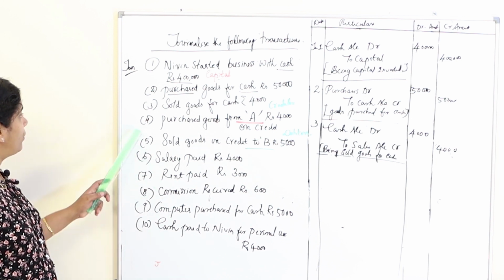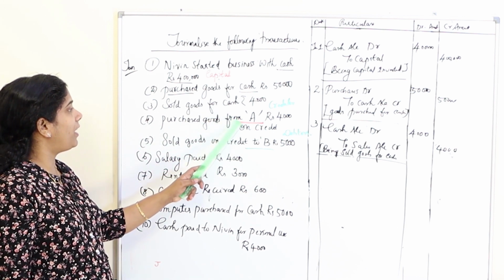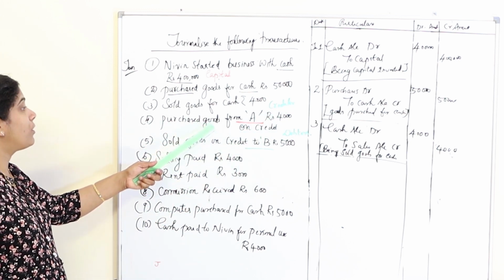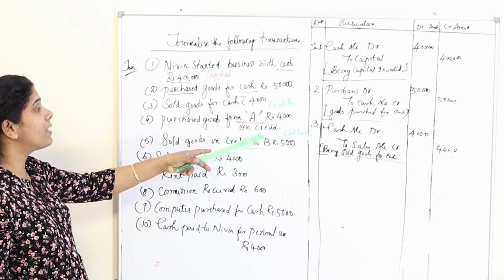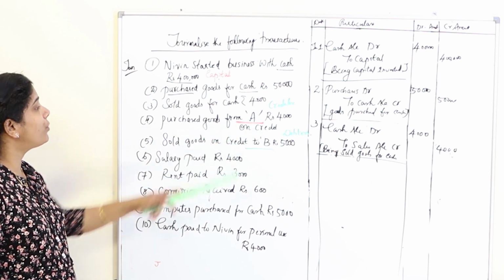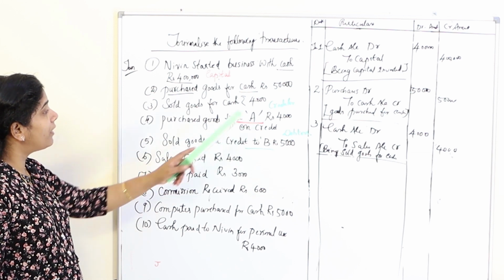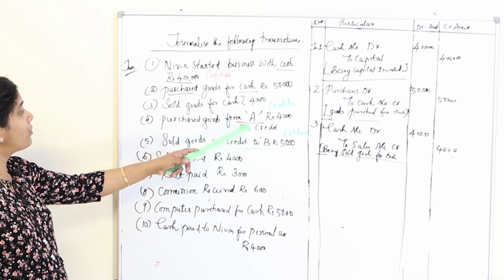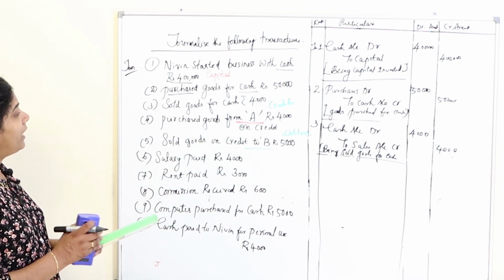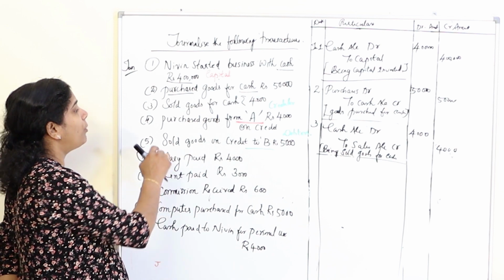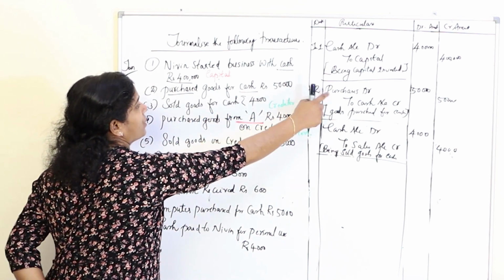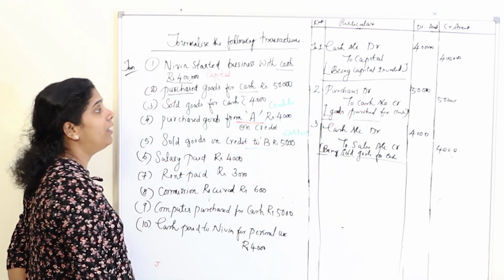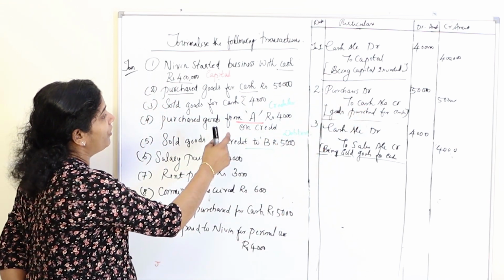Okay, next, fourth, purchased goods from A, rupees 4,000 on credit. Purchased goods from A, but it is not for cash, it is on credit, which means payable to A at a future date. We have to pay A at a future date. So payable to A is a liability for us, because we have to pay it in future. The normal cash purchase entry will be purchase account debit to cash. But here we cannot write purchase account debit to cash, because cash is not going outside. So we are not paying.